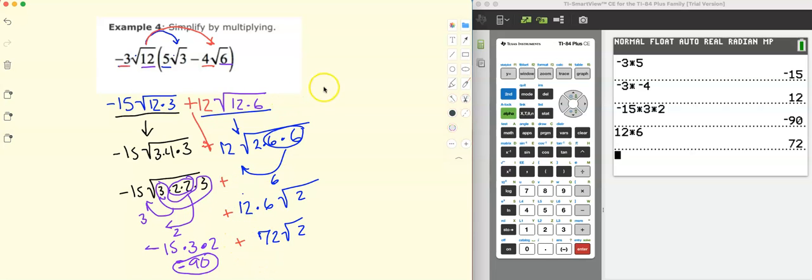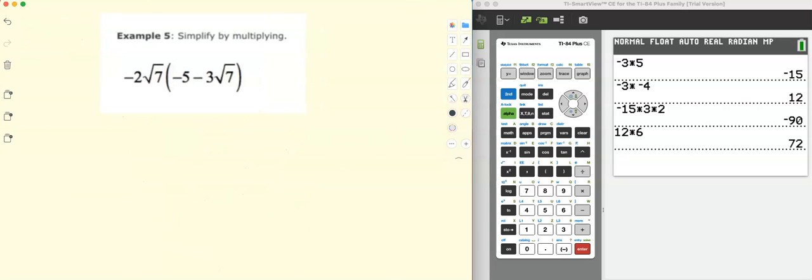So what you have finally is negative 90 plus 72 times the square root of 2. I can't do anything else with it. I can't add them together because the number under the radical is not the same. Plus, this one doesn't even have a radical, so you cannot combine them together, so therefore this would be simplified.